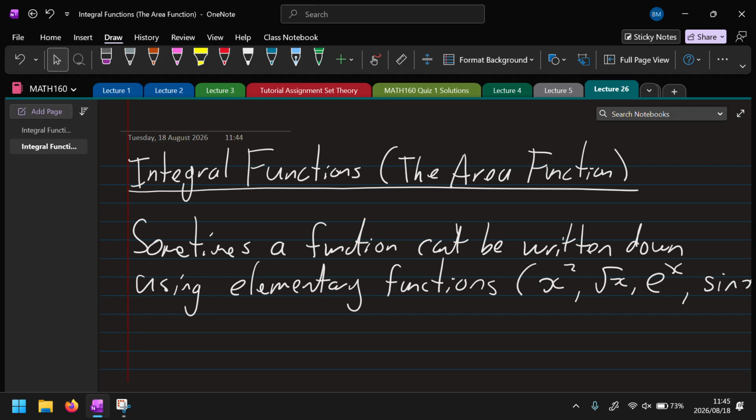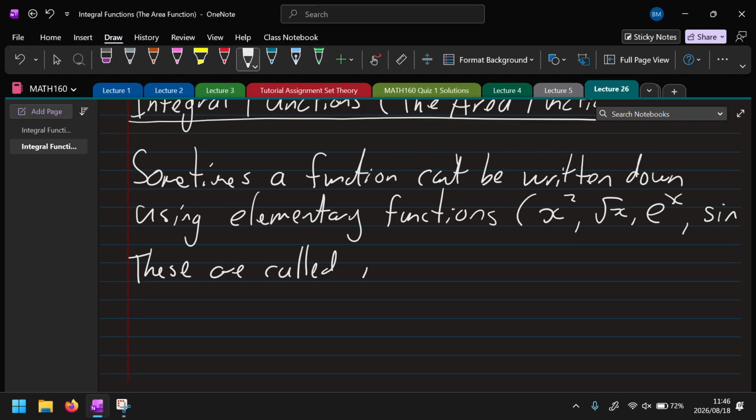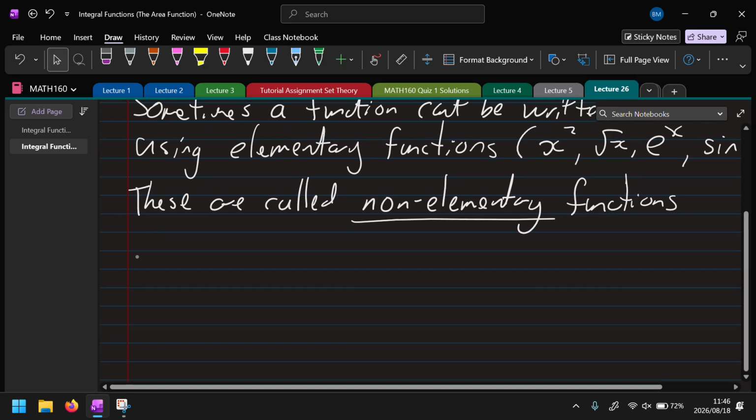Very, very strange functions. We're going to look at a few examples, but later on you'll see a few more that you're going to be using, especially the electrical engineers. You do this quite a bit. These are called non-elementary functions. Again, electrical engineers, please make sure you know these words. Let's have a look at a few examples.